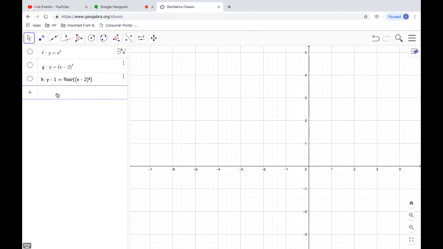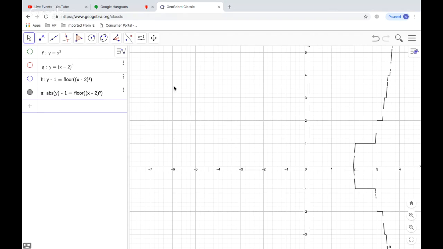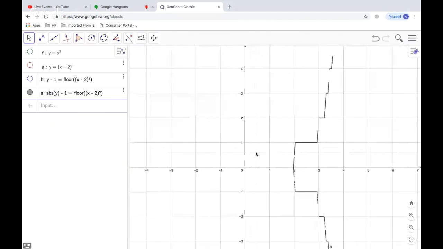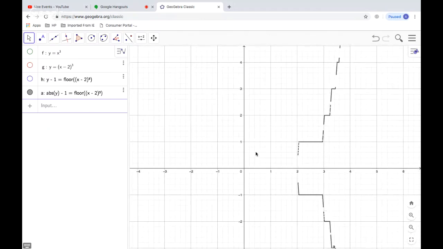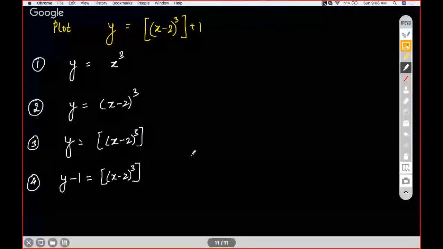Let's just try to plot this again. So we have abs y minus 1 is equal to floor of x minus 2 the whole cube. See the graph. So this is the graph that you'll see. It simply got reflected about the x-axis, and the negative part was removed. Try this one.